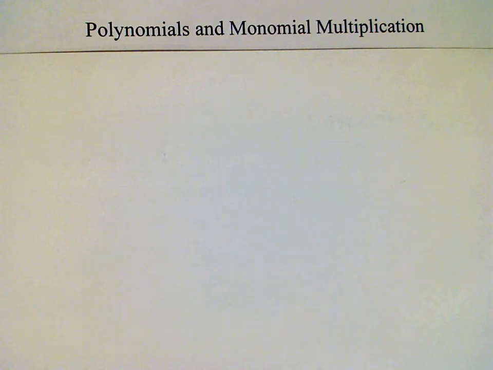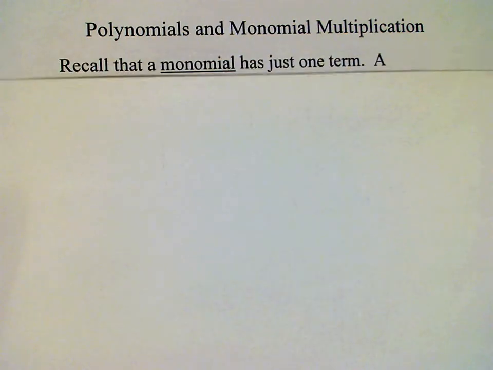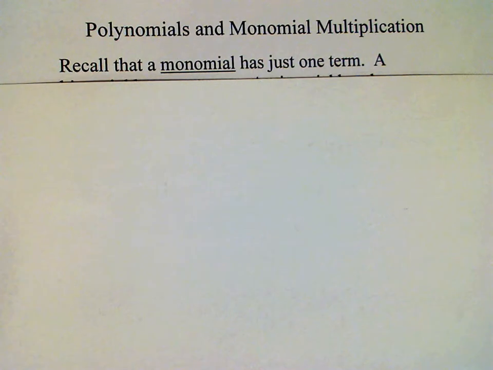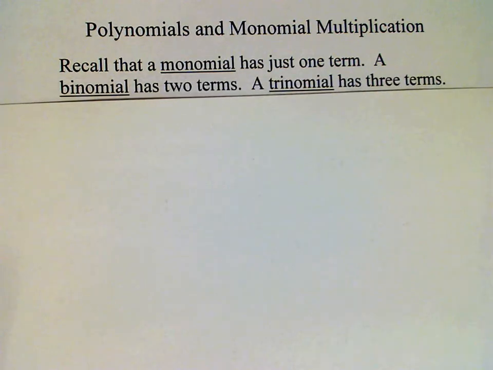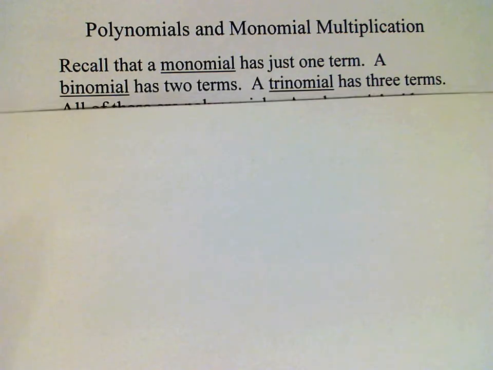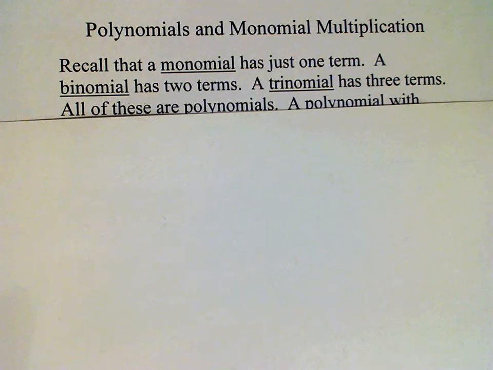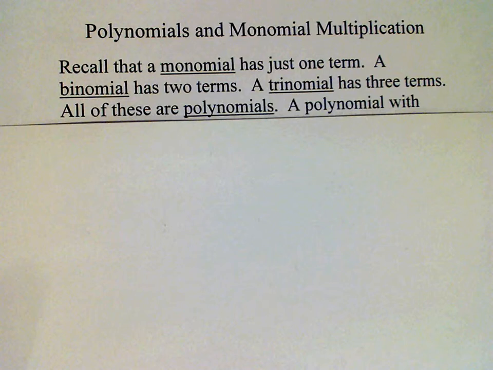In this section, we're going to learn about polynomials and multiplying a polynomial by a monomial. Remember that a monomial is an algebraic expression with just one term. On the other hand, a binomial has two terms and a trinomial has three terms. All of these are examples of polynomials, but a polynomial with more than three terms has no special name.